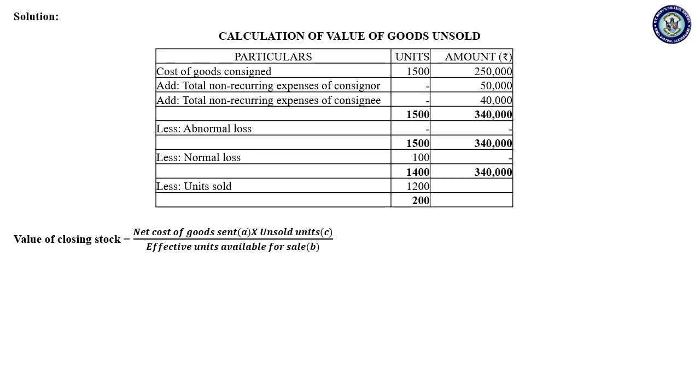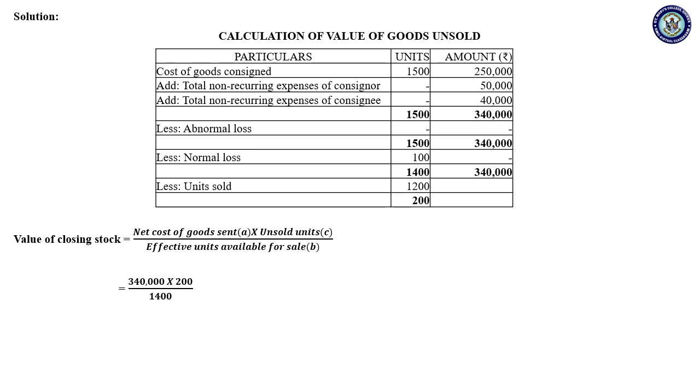Then you substitute the values into the formula. Listen, if you forget the formula, you have one more trick to find the answer. It is very simple. Here it is 1,400, that is the effective units. The cost is 3,40,000 and the number of units left is 200. You want the cost of 200 units, so you can do the cross multiplication: 200 into 3,40,000 divided by 1,400. If you substitute, you will get the same equation.